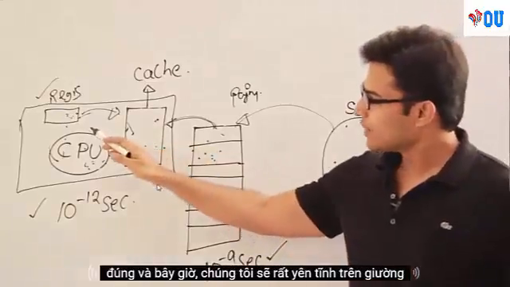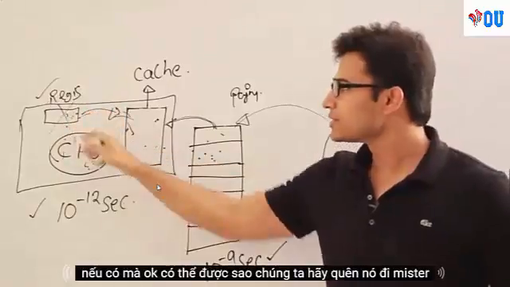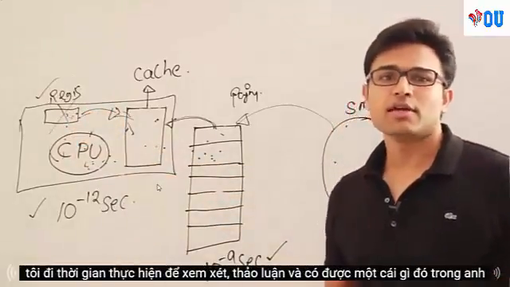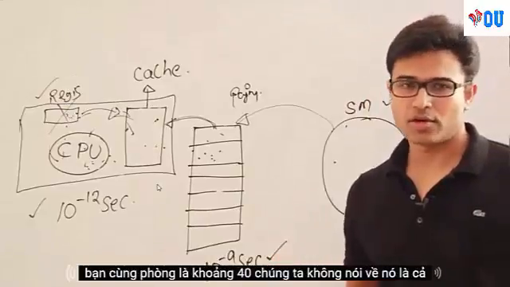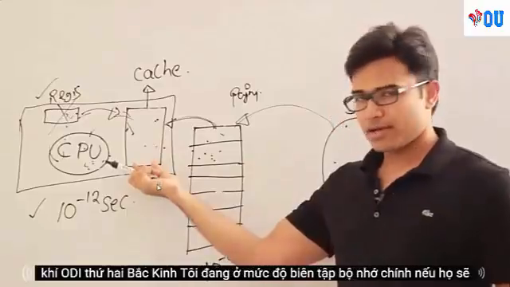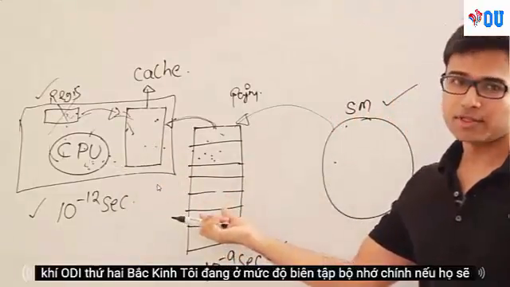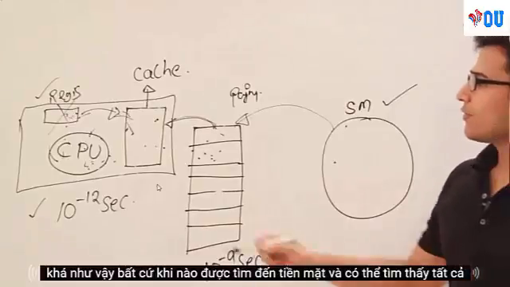And now, if the required element is present directly in the cache, okay, let's forget about registers, because the time taken to look into the registers and get something in registers is negligible. So let's not talk about registers. Let's say we have 3 levels of memories. First level is cache, second level is paging, the main memory, and the third level is secondary memory, right?